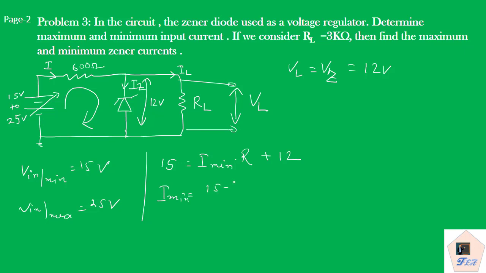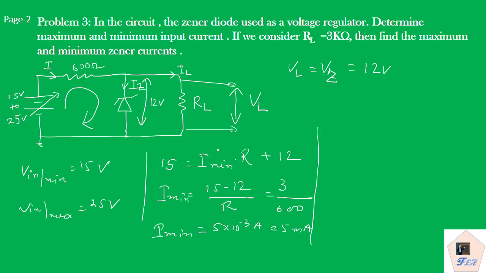So from here, if we solve this one, we can find I min is 15 minus 12 divided by R. So that is 3 divided by 600. So minimum input current, if we calculate this, we can find as 5 into 10 to the power minus 3 ampere, that is 5 milliampere.